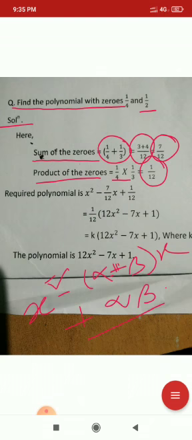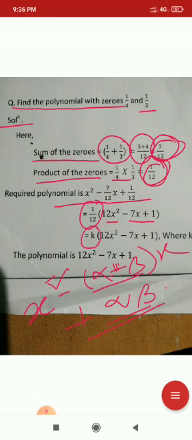Then here if we put the sum of the zeros 7 by 12 and the product of the zeros 1 by 12 in this, we get the polynomial x square minus 7 by 12 x plus 1 by 12. Then 1 by 12 is taken common, and it is found that 12x square minus 7x plus 1. Then in place of this 1 by 12, k is written, where k is 1 by 12, and this polynomial will be 12x square minus 7x plus 1.